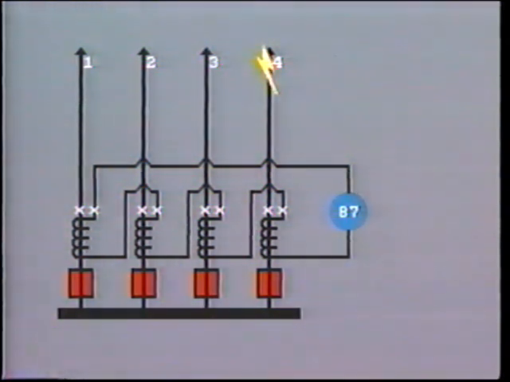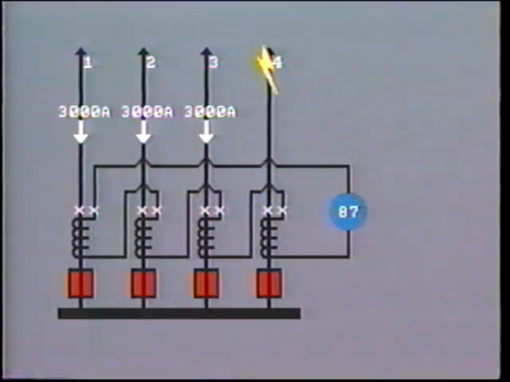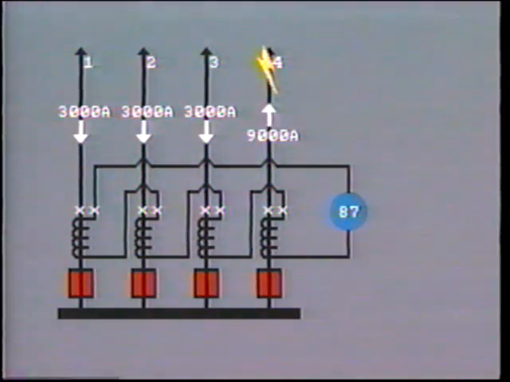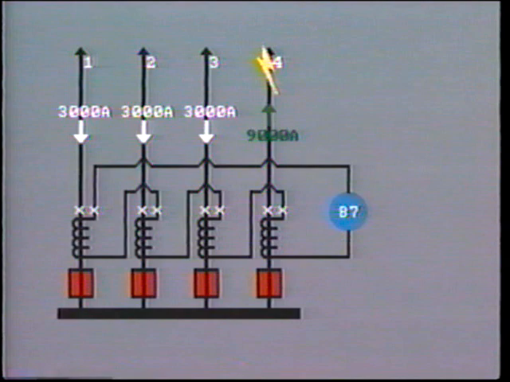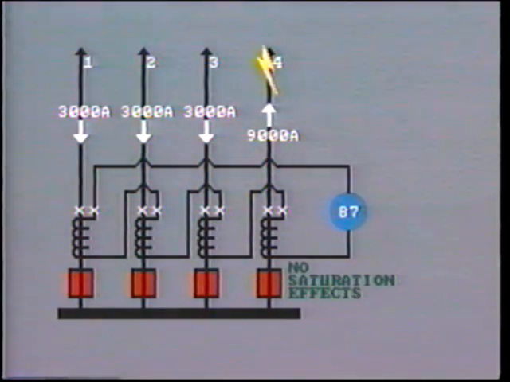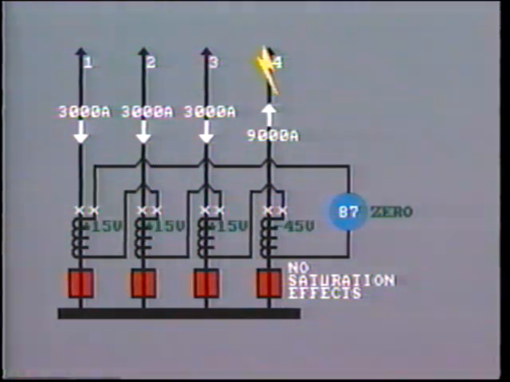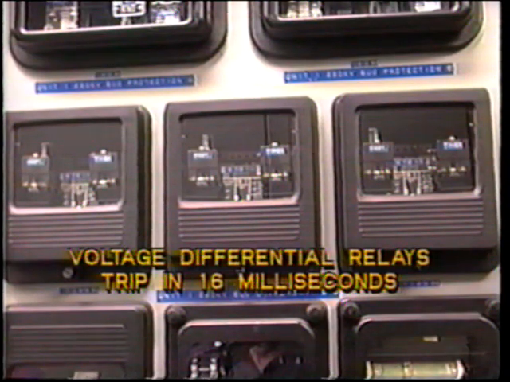For an external fault on one of the lines, we may have, say, 3,000 amps entering in each of the lines 1, 2, and 3, and 9,000 amps going to the fault on line 4. As the linear coupler does not suffer from saturation effects, the sum of the voltage will be 0. The relay will not trip for this external fault.